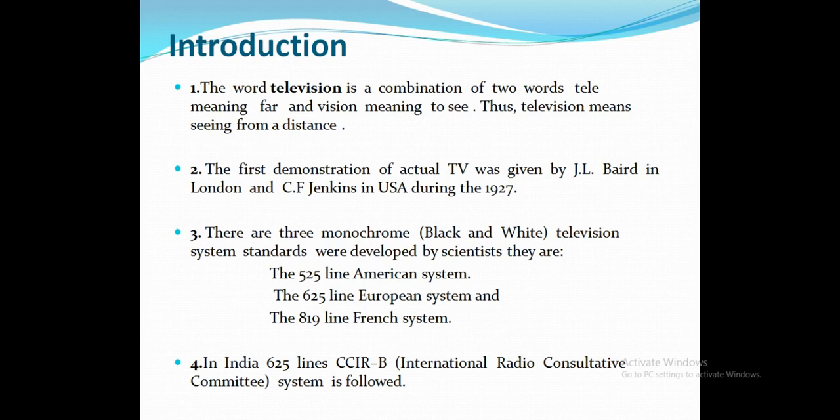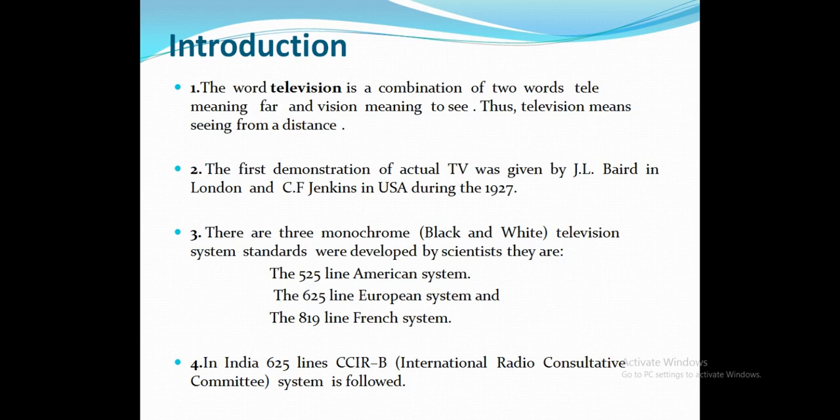Next, the actual TV was given by J.L. Baird in London and C.F. Jenkins in USA in the year 1927, and we have two types of televisions: black and white television, that is monochrome television, and color television.